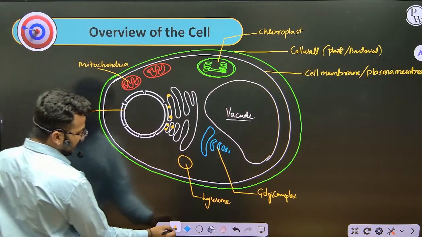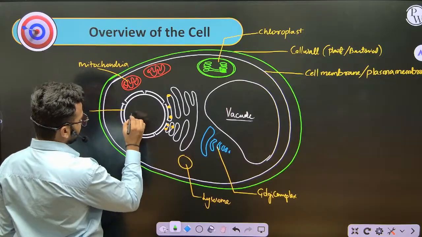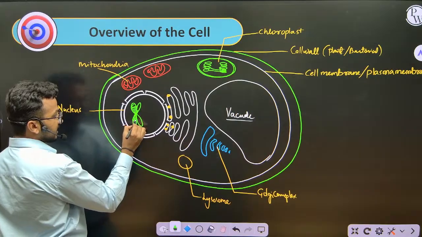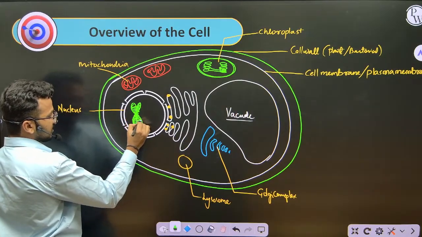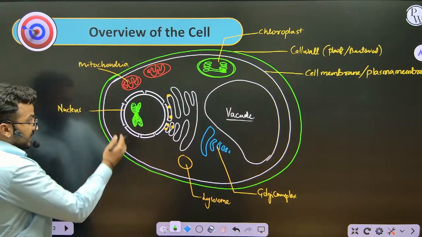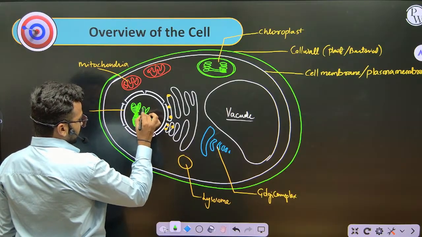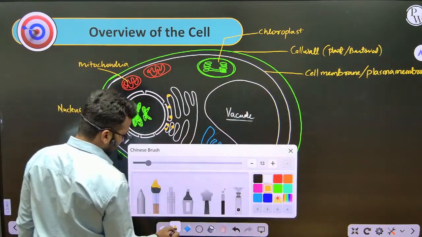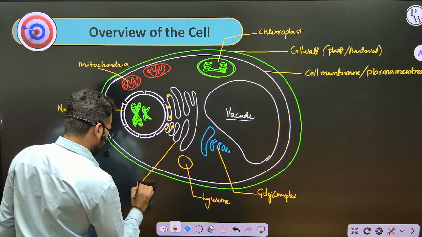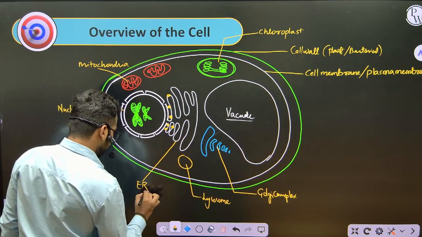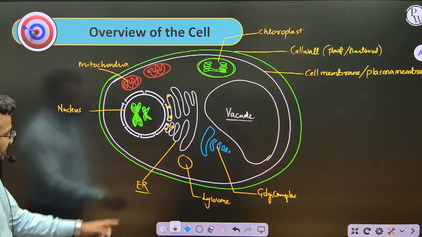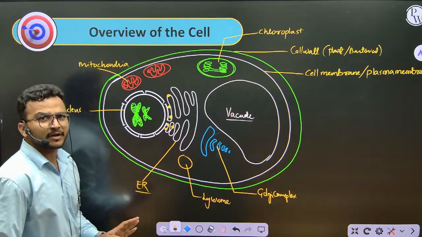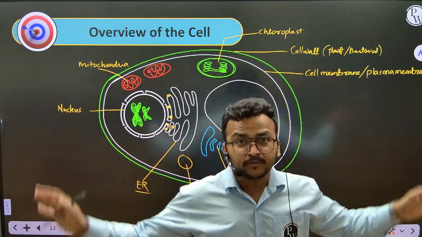And within the nucleus you will be seeing genetic material in the form of chromosomes, where DNA will be packed like this. So DNA is packed in the form of chromosome. It is condensed and the DNA will be present within that. And this is endoplasmic reticulum. I am writing shortly, that is endoplasmic reticulum. ER means endoplasmic reticulum. So like this many organelles will be present. So it is a complete overview of the cell.